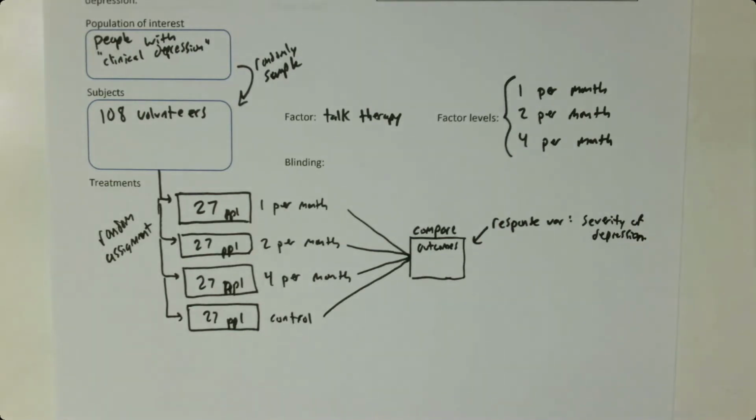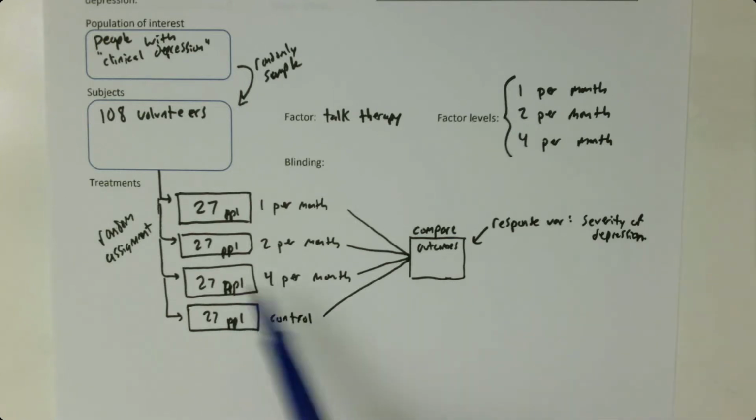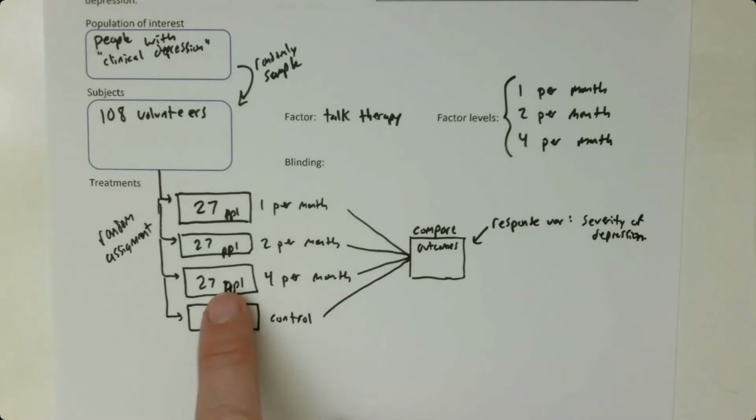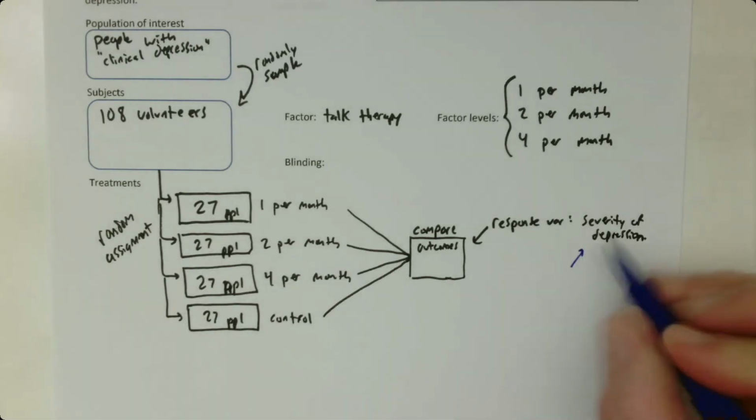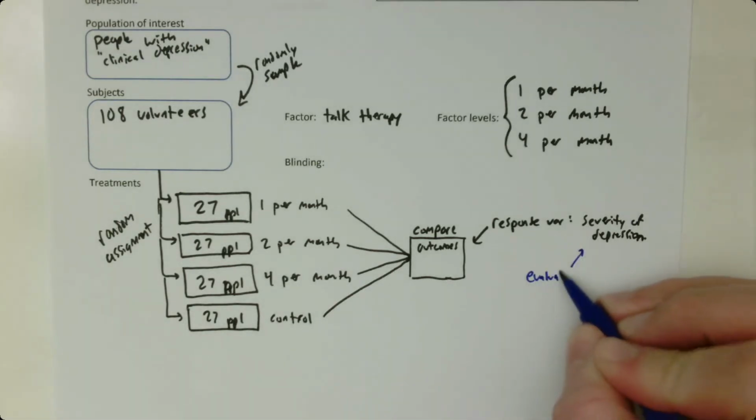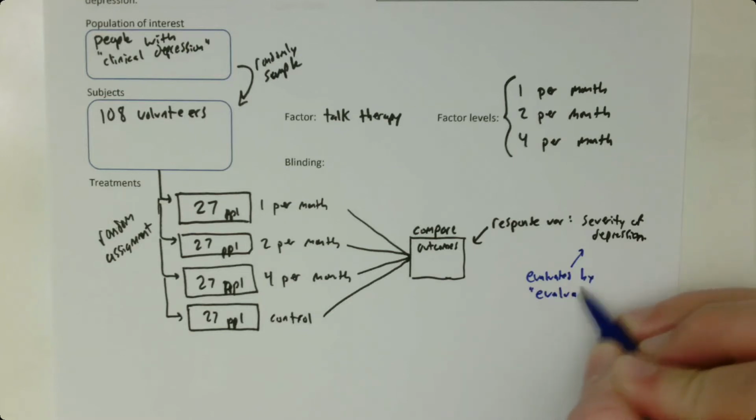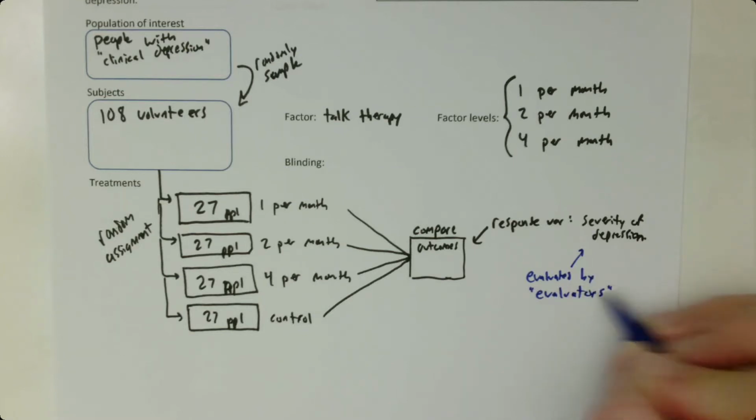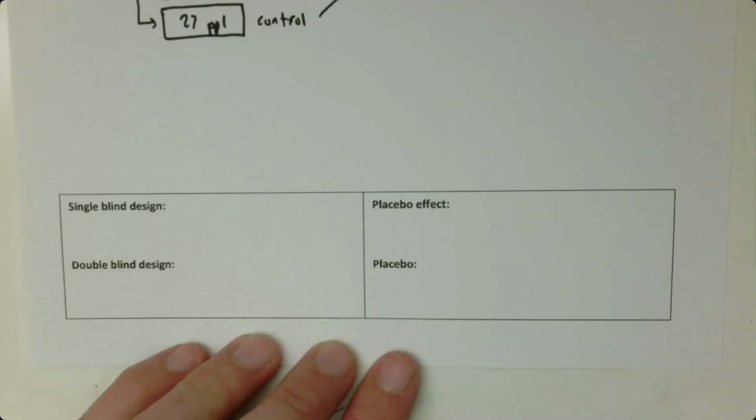So this is a place where humans play a role. Humans play a role in administering the treatment because they're actual talk therapists who engage in the therapy. And then there are humans over here, which we'll call evaluators. So, evaluated by evaluators. They're the ones who decide at the end what the severity of depression was in each of the groups. Okay, so now let's talk about blinding.